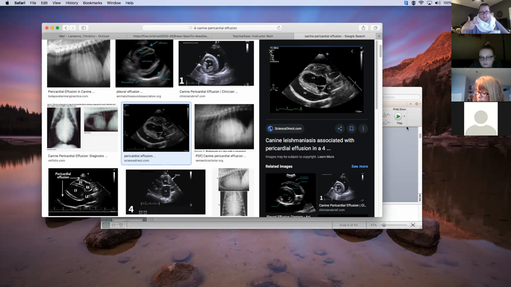You can get joint effusions. That means you have fluid on your knee. You can get pleural effusion. That's fluid in the thoracic cavity. You can get peritoneal effusion. That's fluid in the abdomen.